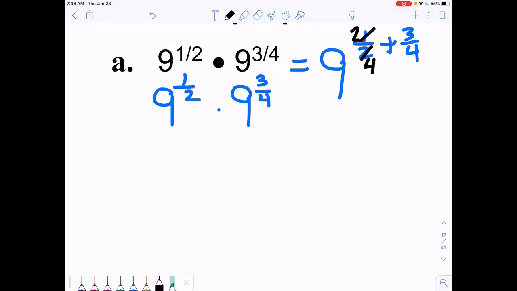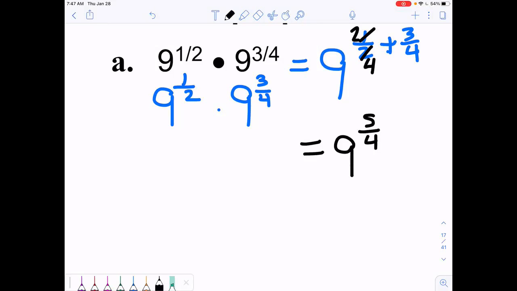Jaden, if you add them together, what do you get then? 5/4. Yeah, you get 5/4. All right. Now, it would be so wonderful if you could be like, done, move on to the next problem. However, our goal is to simplify these completely. So using what we did in the last section, we have 9 to the 5/4.